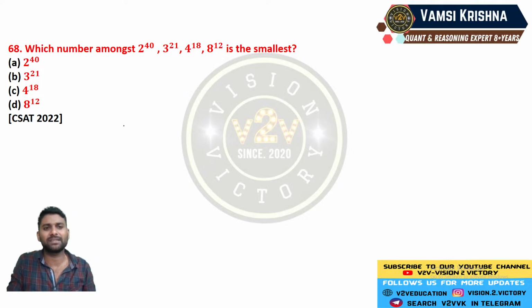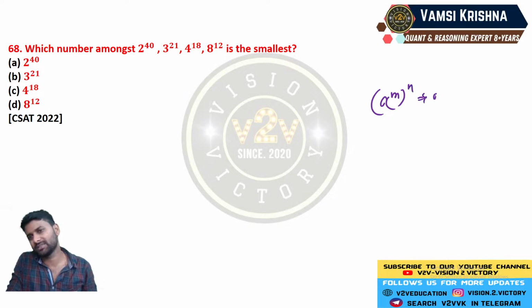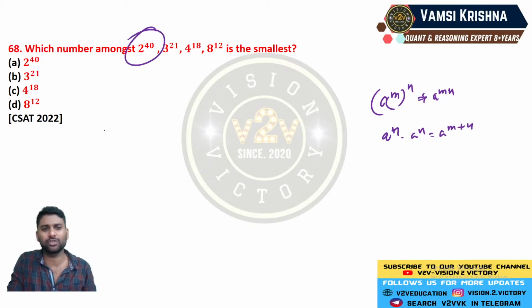Next one is the third comparison: 2 power 40, 3 power 21, 4 power 18 and 8 power 12. Remember that (a^m)^n is equal to a^(mn), and a^m times a^n is equal to a^(m+n). First, I just assume we compare with 2 power 40, whether it is greater than 4 power 18 or not.